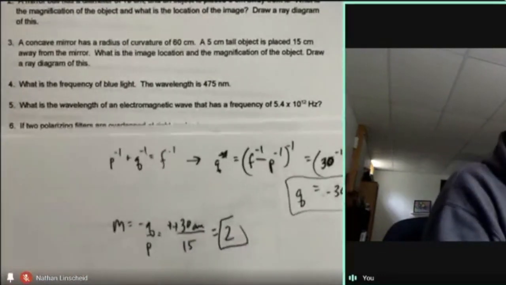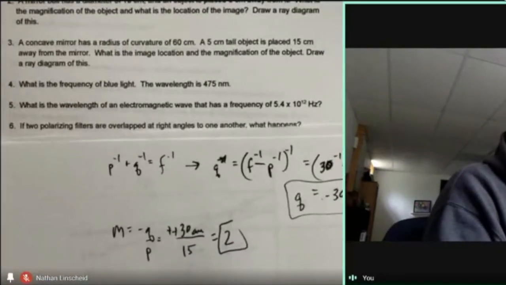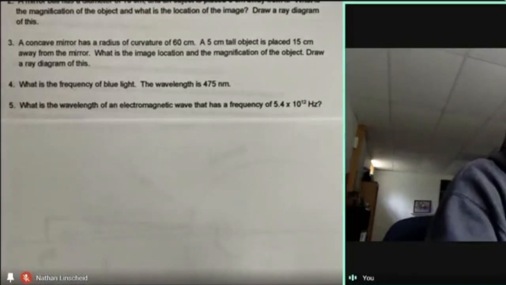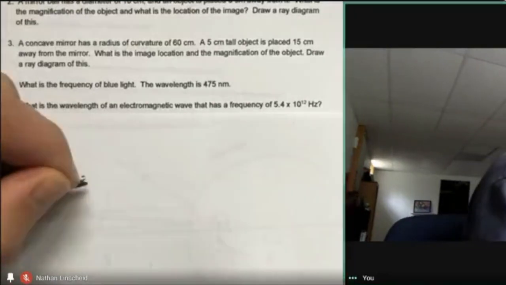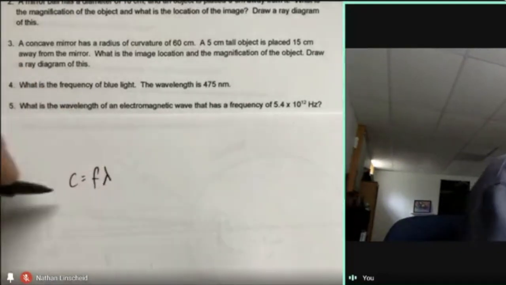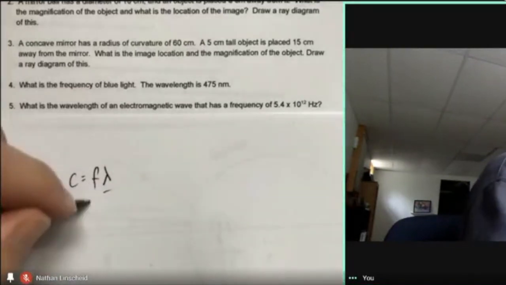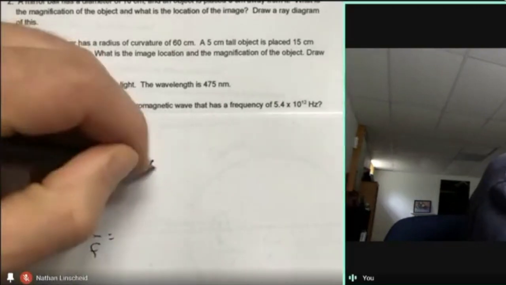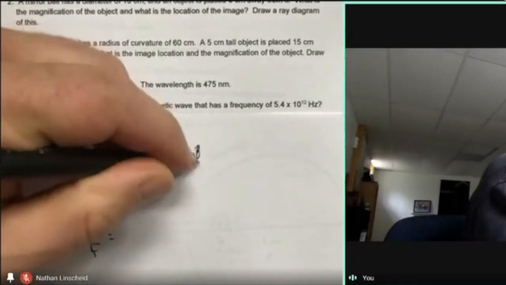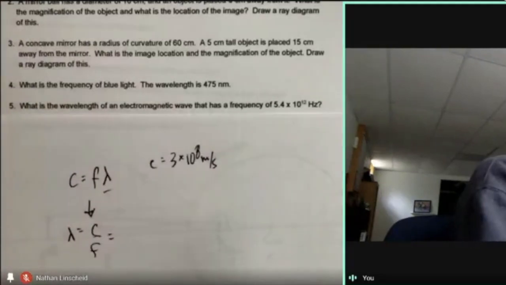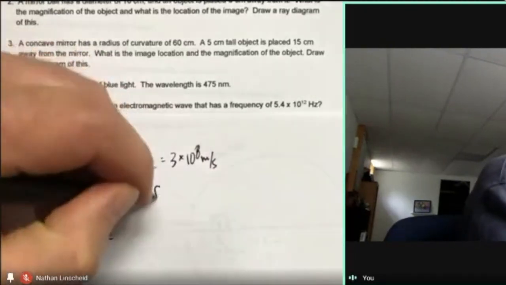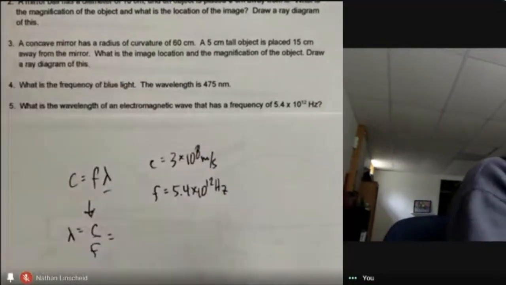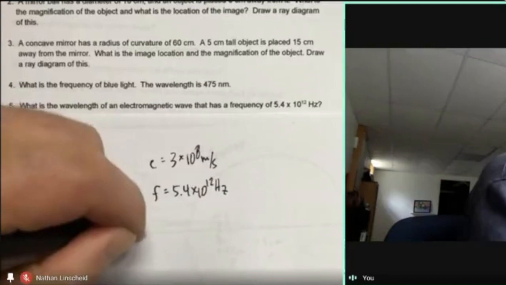What is the wavelength of an electromagnetic wave that has a frequency of 5.4 times 10 to the 12th hertz? All right, so again, we're going to use our wave equation, C equals F lambda. And now we're looking for the wavelength. So that equation will become lambda equals C over F. C, once again, is 3 times 10 to the 8th meters per second. That is always the case. And then F, in this case, is 5.4 times 10 to the 12th hertz. All right, and so I substitute my numbers in.